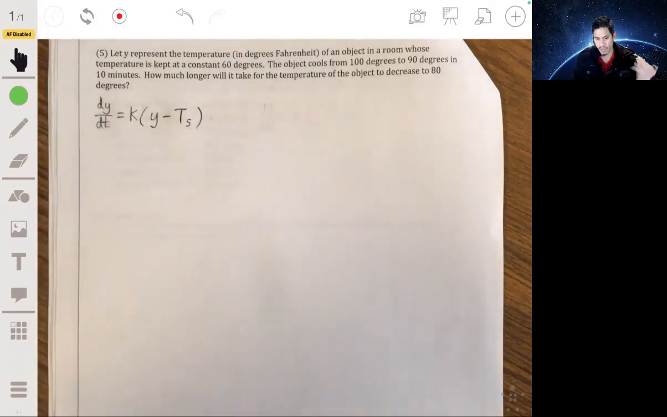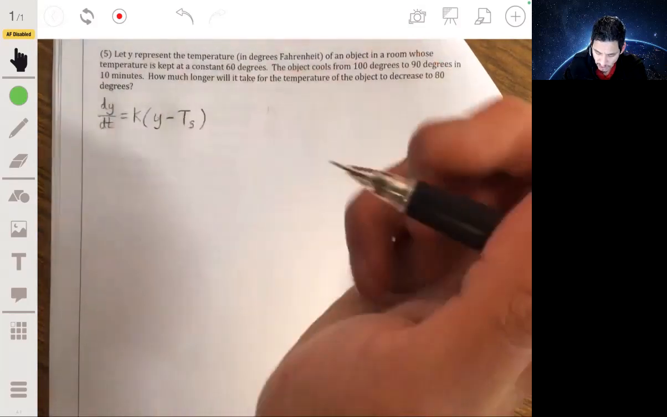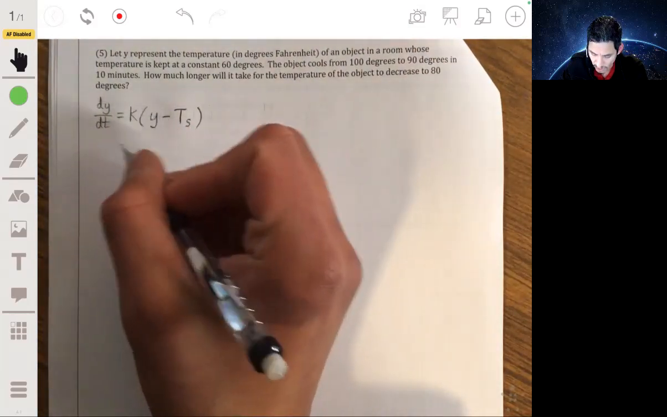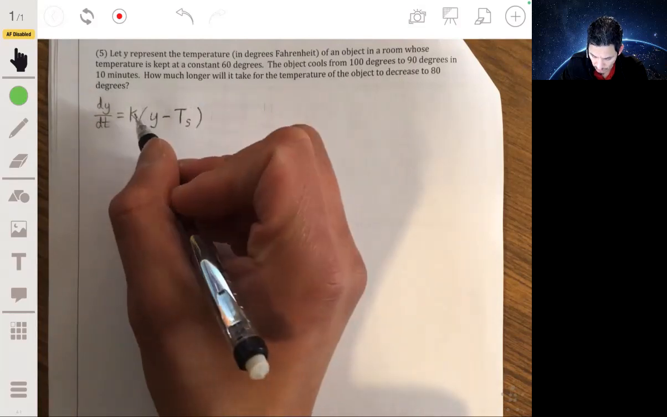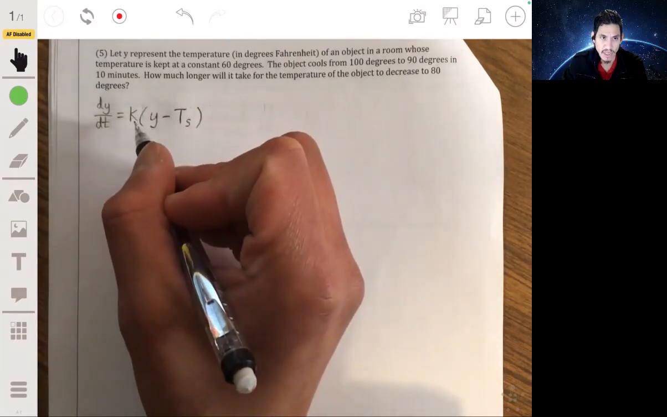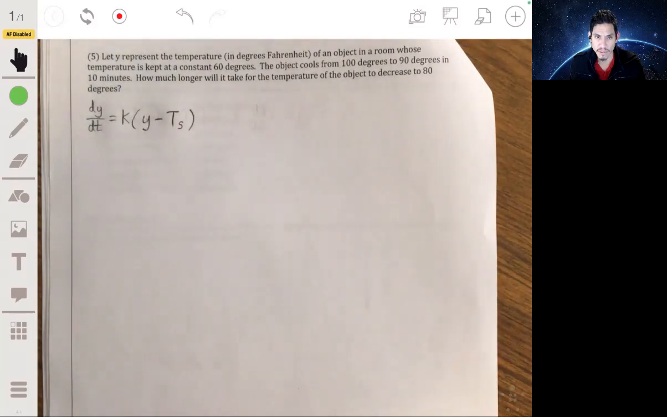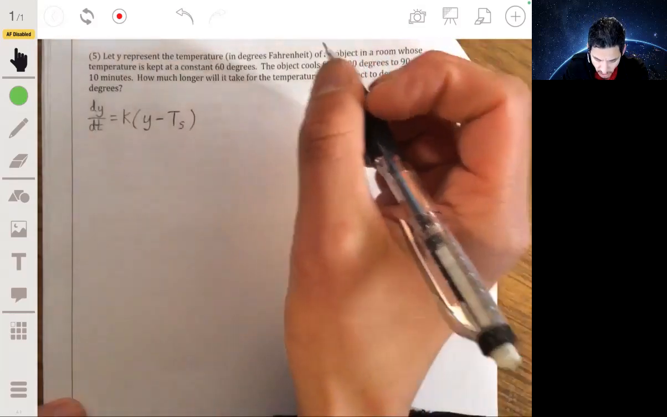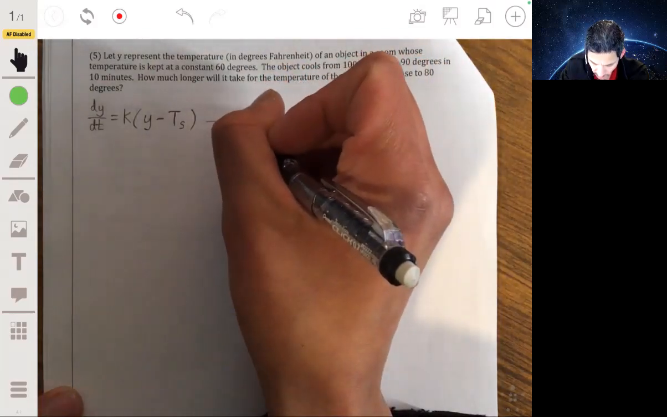And that makes sense because if an object is in a colder room, it's going to cool down. Like after you boil a cup of coffee, the temperature of the room is obviously going to be lower than it. So that's why the coffee pot will cool down. We have to figure out essentially the equation for y of t, and in that we'll find our value of k. Then we can figure out how long it's going to take for the temperature to decrease to 80 degrees.